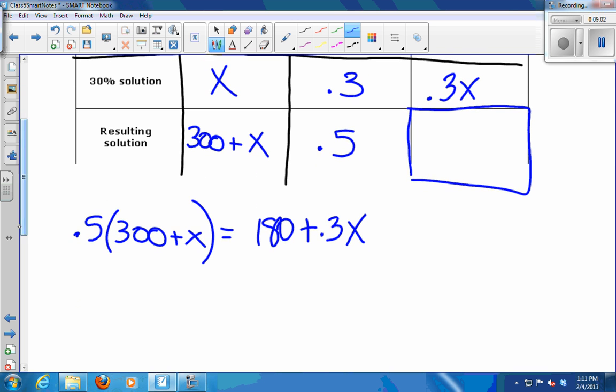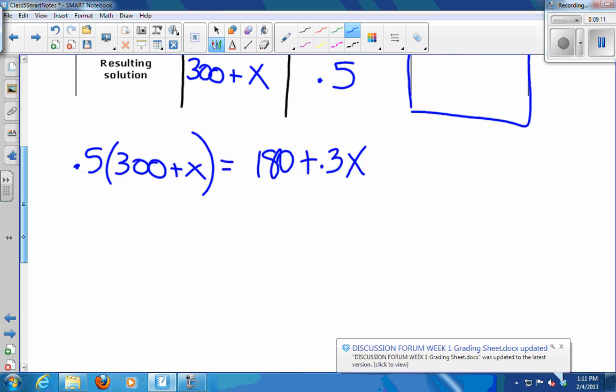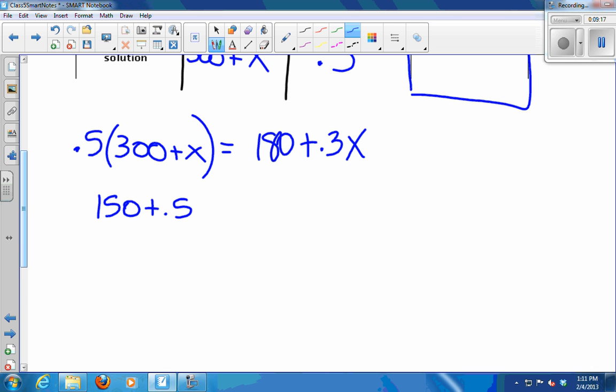So there's two ways to calculate that final box, so they have to be the same value. So we make them equal, and then we can just solve this linear equation. So we have 150 plus 0.5x equals 180 plus 0.3x. Subtract 0.3x from both sides. Subtract 150 from both sides. Divide both sides by 0.2.